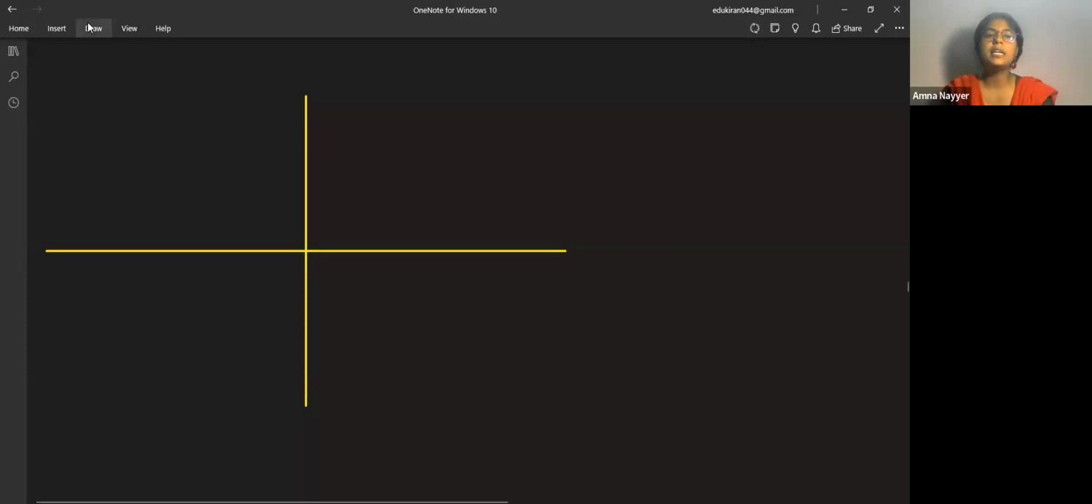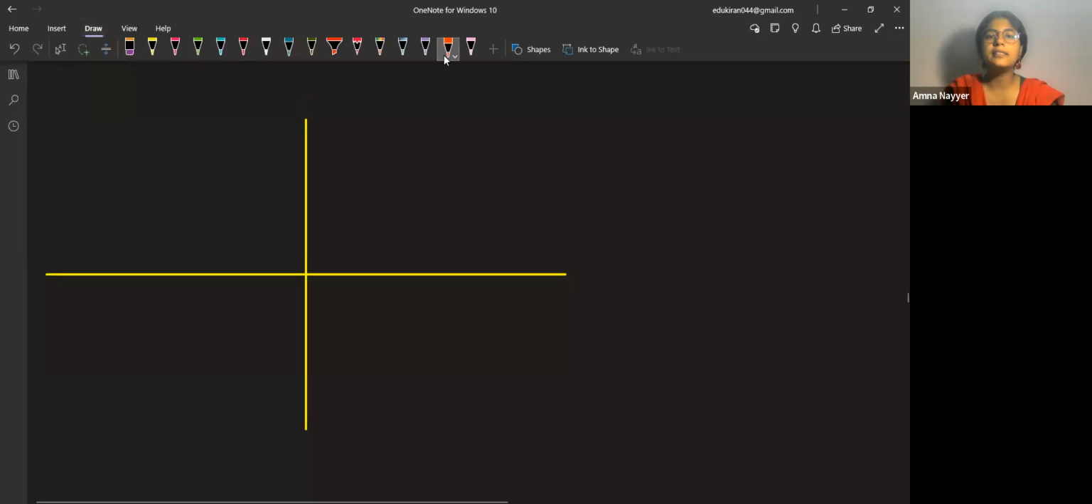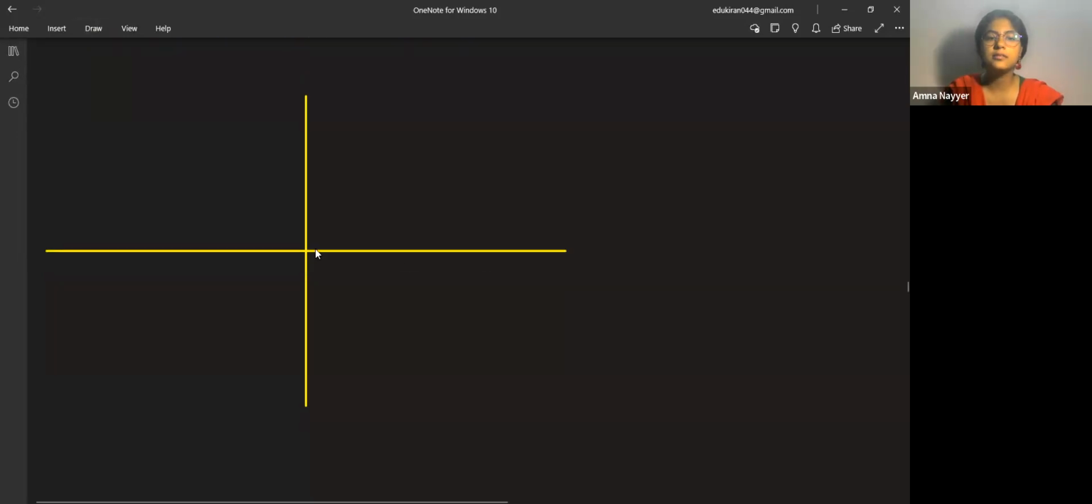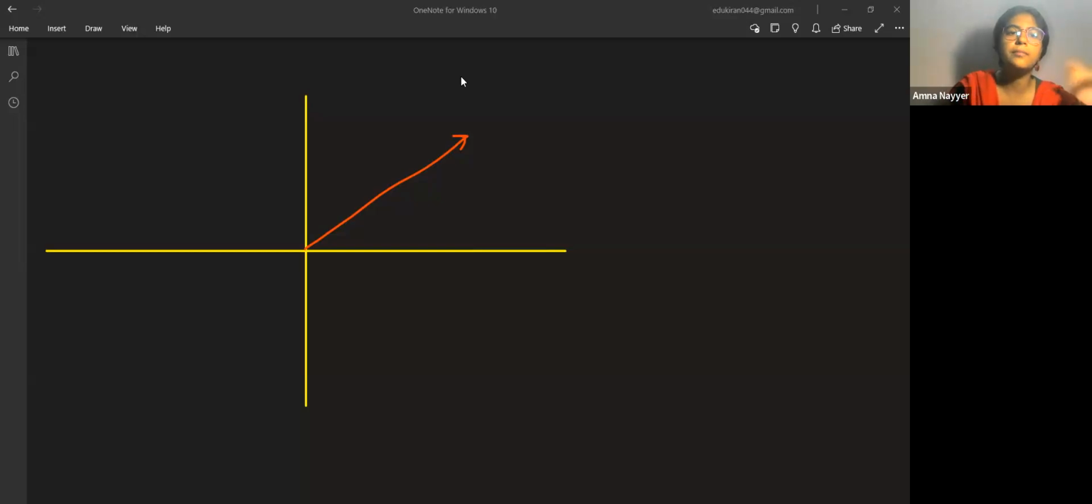Now see, if let's say the resistance is this, this is the voltage across the resistor.